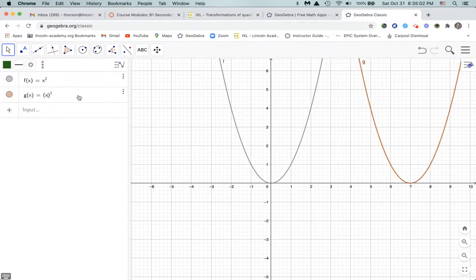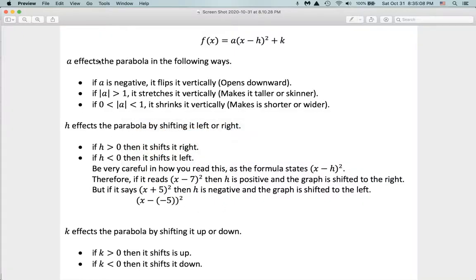The last thing I want to talk about, I'm going to go right back to the original, lays right on top of each other, is the a value. The a affects the parabola in the following ways. If a is negative, it flips it over, flips it vertically, so it's upside down. If the absolute value of a is greater than 1, it stretches it vertically. In other words, it makes it taller or skinnier. Now, the reason I use absolute value is because if I use 2 or negative 2, it's still going to make it taller or skinnier. Positive 2 would keep it opened upwards, but if I put a negative 2 in for a, it would open downwards. It flips it plus makes it skinnier.